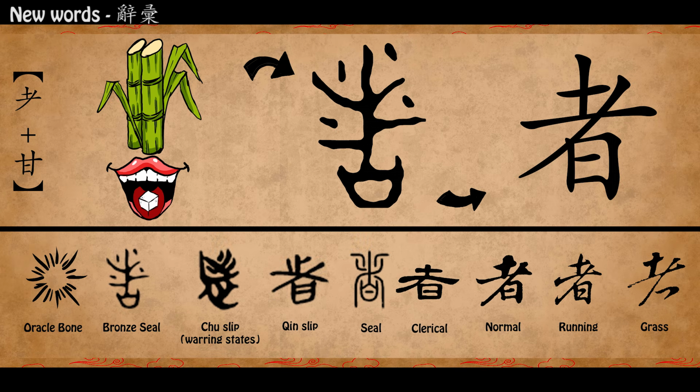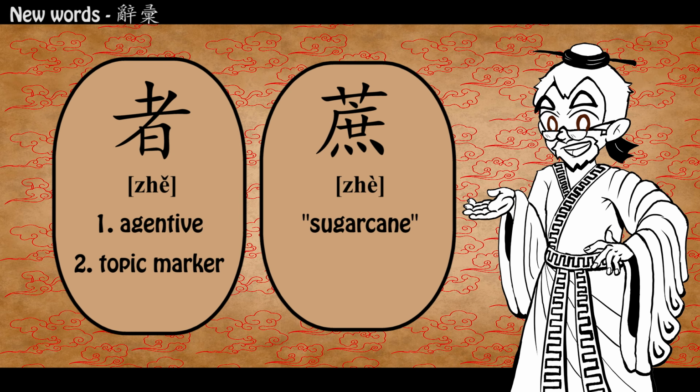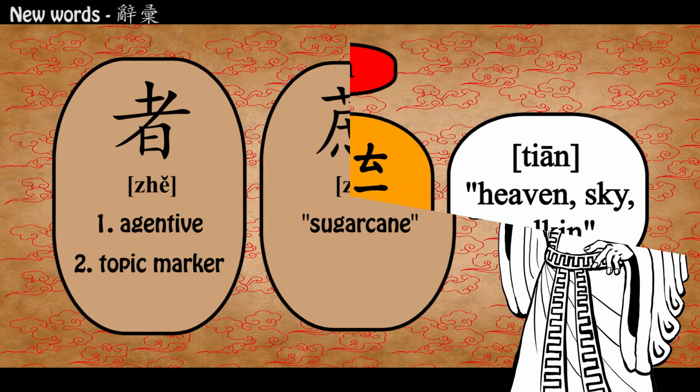Zhe, the agentive suffix, as well as a topic marker. A drawing of a sugar cane over ko, mouth, or gan, sweet. The earliest meaning was sugarcane, but zhe was borrowed early on to write both the agentive suffix and topic marker zhe, both of which we'll go over in the grammar. The word sugarcane is now read as zhe and is written as cao, grass, over shu, many.